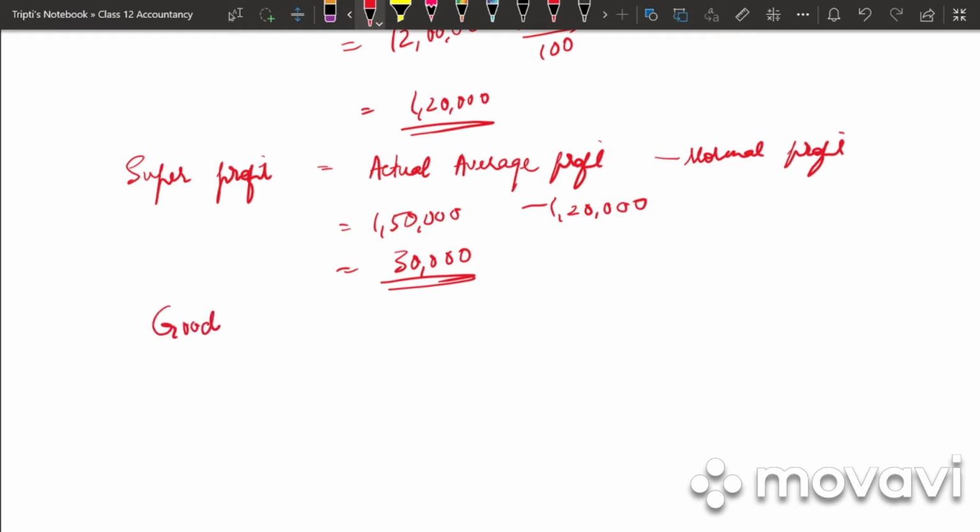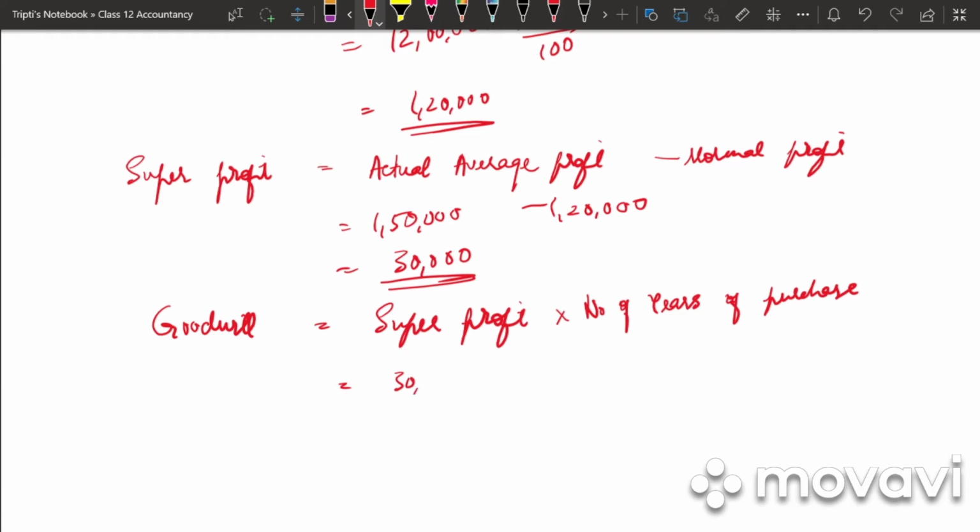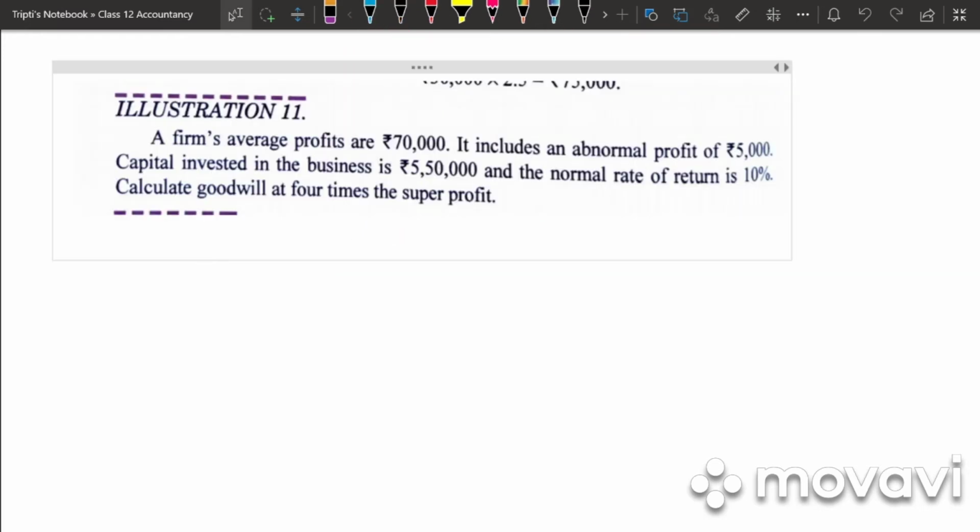Next we need to find out the goodwill. Goodwill is nothing but super profit into number of years of purchase. 30,000 into 2.5, that is 75,000. Clear? Let's take down the next illustration.